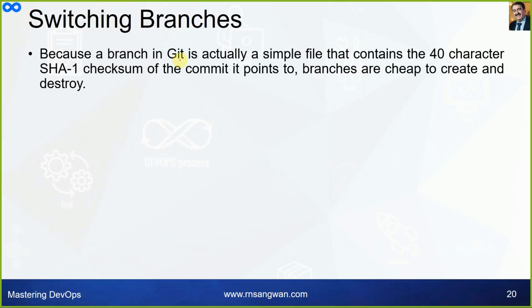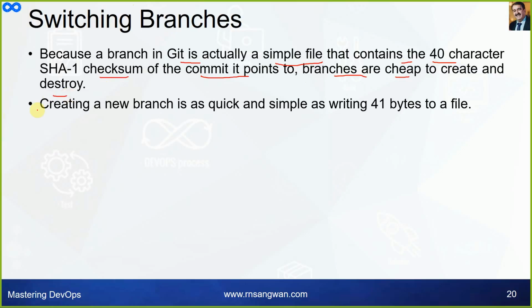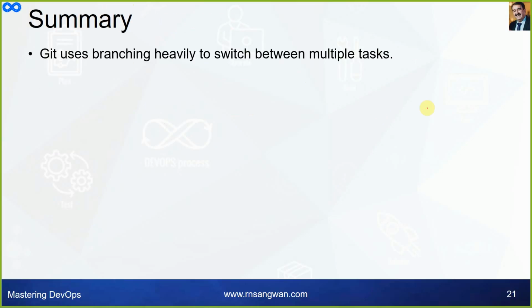Because a branch in Git is actually a simple file that contains the 40 character checksum of the commit it points to, branches are cheap to create and destroy. They do not take much space. Creating a new branch is as quick as simply writing these 41 bytes to a file. That's it. So, summary, what we have learned.